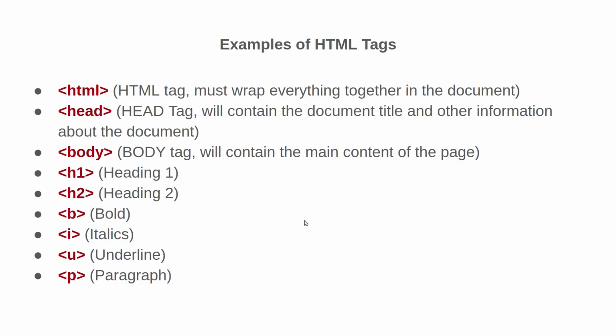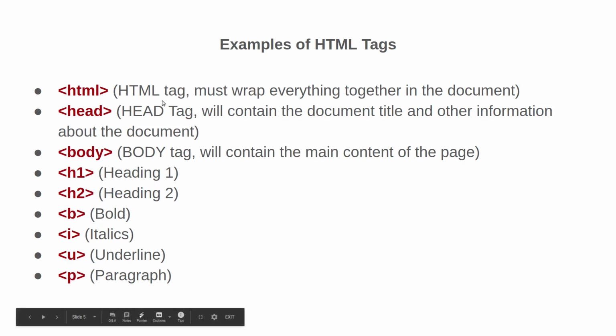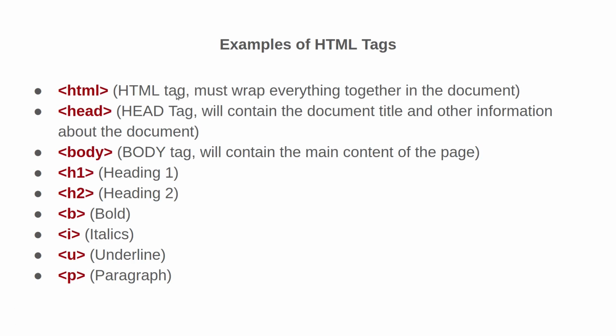So here we have some HTML tags. There is an html tag, and then a head tag, body tag, h1, h2, b, i. B stands for bold, I stands for italics, U stands for underline, and P for paragraph. And we already saw these in the earlier video. HTML is basically the main tag. It must wrap everything that is part of the HTML document. Only if some code is within this HTML tag will it work in the browser. Otherwise, it will just not be reflected in the document.